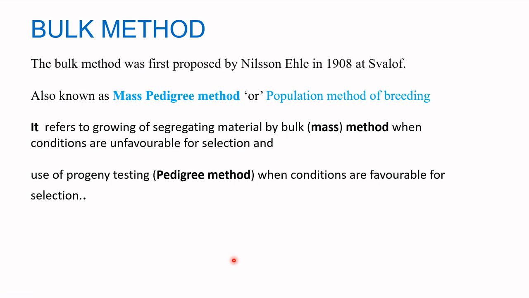It was first proposed by Nilsson-Ehle in 1908 at Svalöv, which is a place in Sweden. It is also known as mass pedigree method or population method of breeding. It refers to growing of segregating materials by bulk method when the conditions are unfavorable for selection, and progeny testing when the conditions are favorable. These are two important processes of bulk method of breeding. We hold the selection process when the conditions are unfavorable, and we do progeny testing when the conditions are favorable for selection.